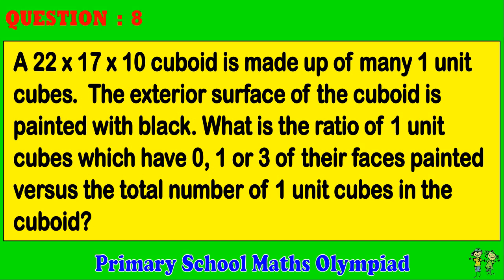Question 8. A 22 by 17 by 10 cuboid is made up of many 1-unit cubes. The exterior surface of the cuboid is painted black. What is the ratio of 1-unit cubes which have 0, 1, or 3 of their faces painted versus the total number of 1-unit cubes in the cuboid?